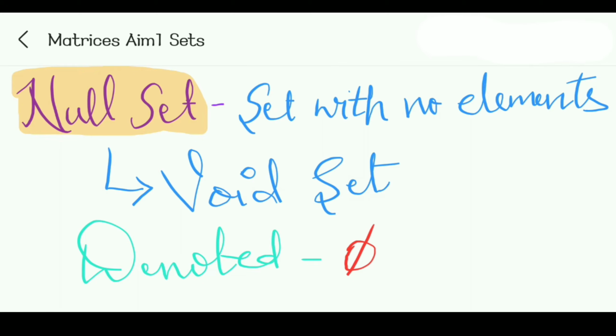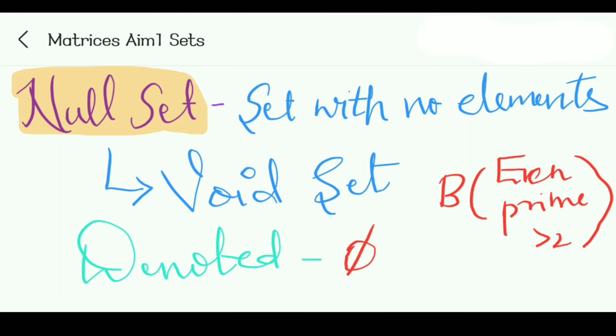Okay. Now I will give you an example. The condition for the example will be like, suppose they give us B as the set. Suppose that set has even prime numbers which are greater than 2, like that condition will be given to us. But we know that there are no even primes greater than 2. So that is a null set. So we will just write it as B is equal to, and the null denotation will be kept over there.